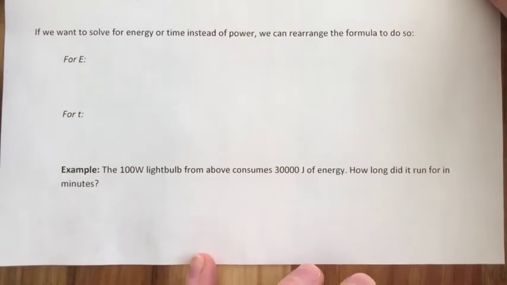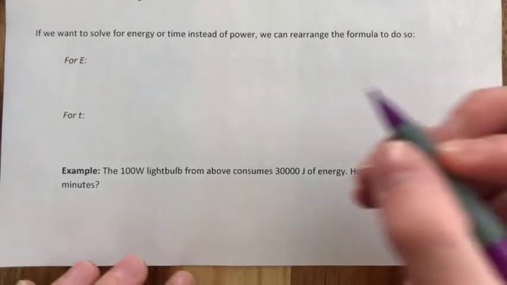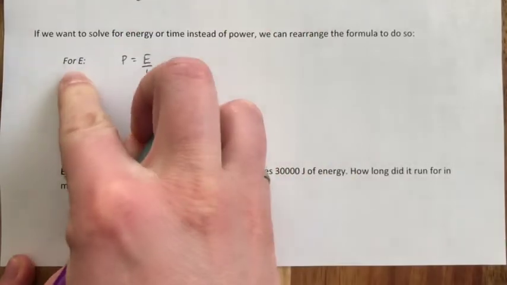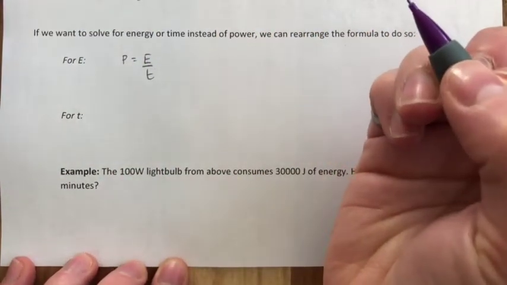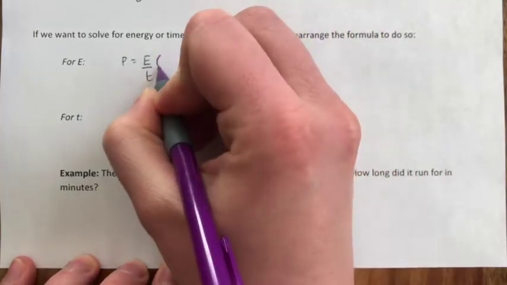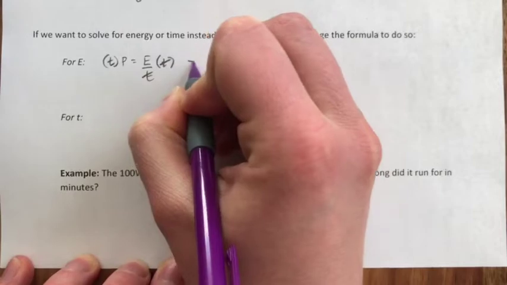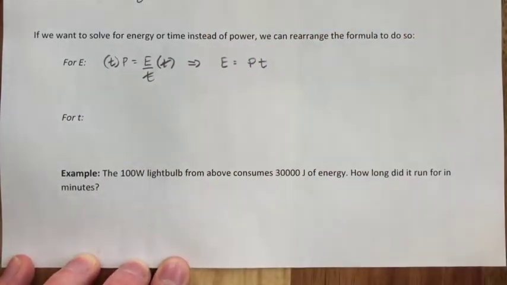If we wanted to solve for energy or time instead of power using this equation, we can still do that, and we just need to use our algebra skills to rearrange. So if we start with P equals E over T, and we want to solve for E, we need to get E by itself. Right now E is being divided by T, so the opposite of that is multiply by T. They're going to cancel on this side. So energy is equal to power times time, okay?